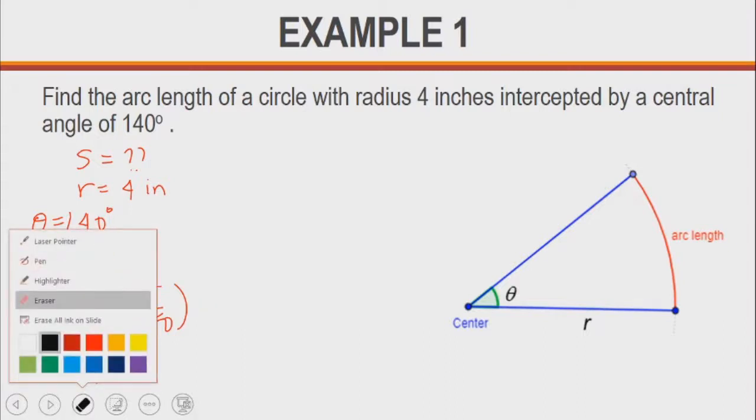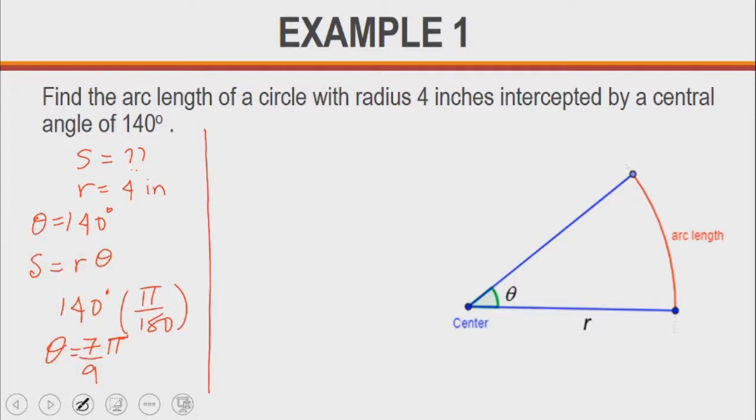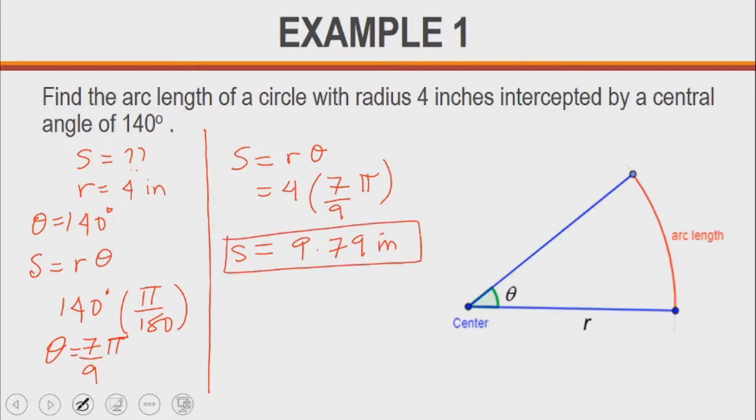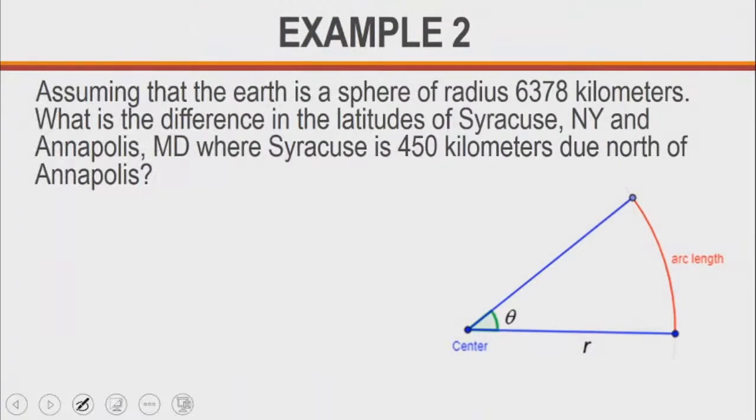Now that we have the angle in radians, we want to find the arc length. The arc length is going to be r theta, so it's going to be 4 inches multiplied by 7 over 9 pi. If you type that into your calculator, you are going to get 9.79 inches. The arc length is 9.79 inches.